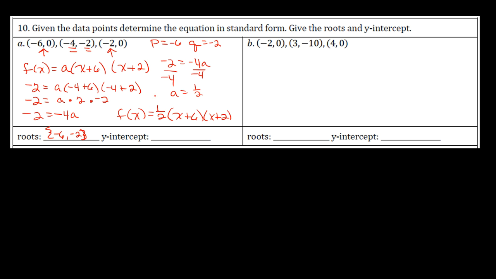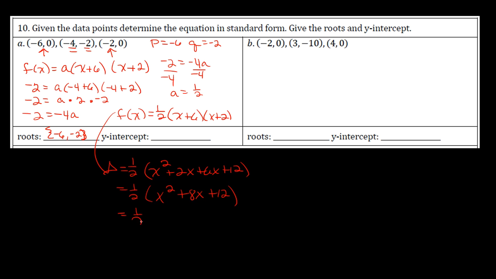So we have to write it in standard form. I can come down here at the bottom. So we are going to have 1/2 times x squared plus 2x plus 6x plus 12. Combine my like terms. And then now distribute the 1/2. And I have 0, 6. Okie doke.